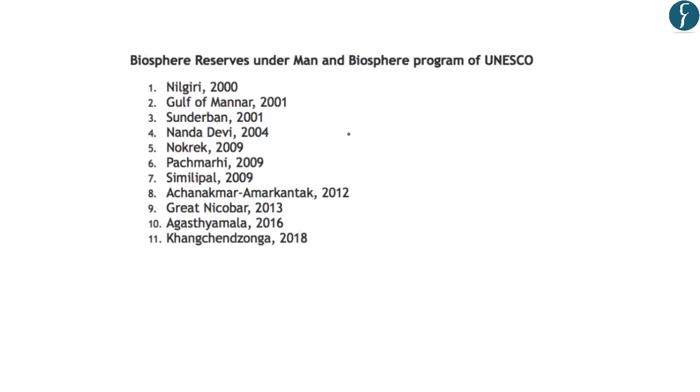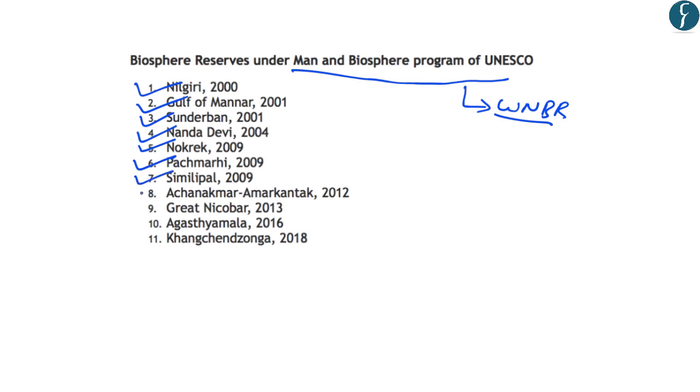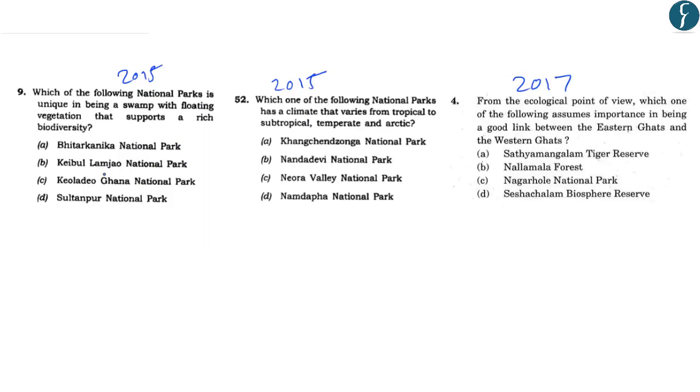And out of these 18 biosphere reserves, these 11 have been included under the Man and Biosphere program of UNESCO or in the World Network of Biosphere Reserves. So these are the Nilgiri, and it was added in 2000, the Gulf of Mannar, Sundarban, Nanda Devi, Nokrek, Panchmarhi, Simlipal, Achanakmar and Amarkantak, Great Nicobar, Agastyamalai and Kanchenjunga. So these are the names of 11 biosphere reserves which have been included in the UNESCO's list of World Network of Biosphere Reserves. Now let us try to solve the questions that were asked in the preliminary examination.